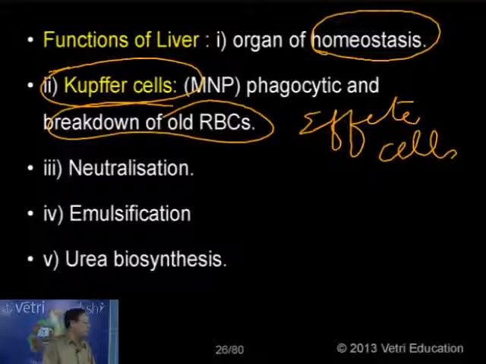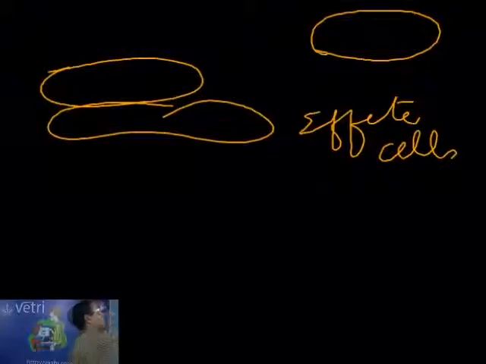Then urea biosynthesis. The liver is the place where the waste product urea is formed from carbon dioxide and ammonia. Don't forget about this one. The liver is the main place where urea is formed by means of one cycle. We will study it later: the ornithine cycle. So we have urea biosynthesis, the formation of a waste product in our body. The main waste product, urea, is formed from carbon dioxide, water and ammonia in the liver. It is the place of biosynthesis of urea. Then, what are the other functions?